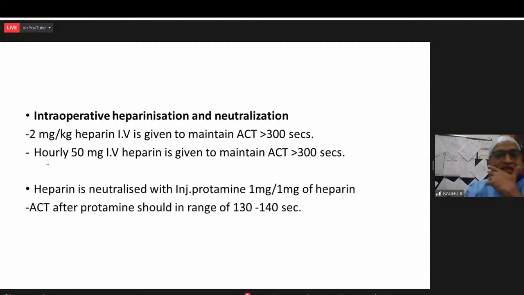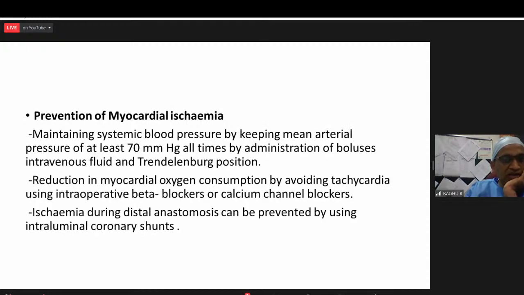And intraoperatively, we usually give 2 milligrams per kg body weight heparin to maintain the ACT more than 300 seconds. And hourly 500 units of IV heparin should be maintained to keep the ACT more than 300. At the end of the surgery, heparin is neutralized with injection protamine, 1 milligram per 1 milligram of heparin. And after the protamine, the ACT should be around 130 to 140 seconds.